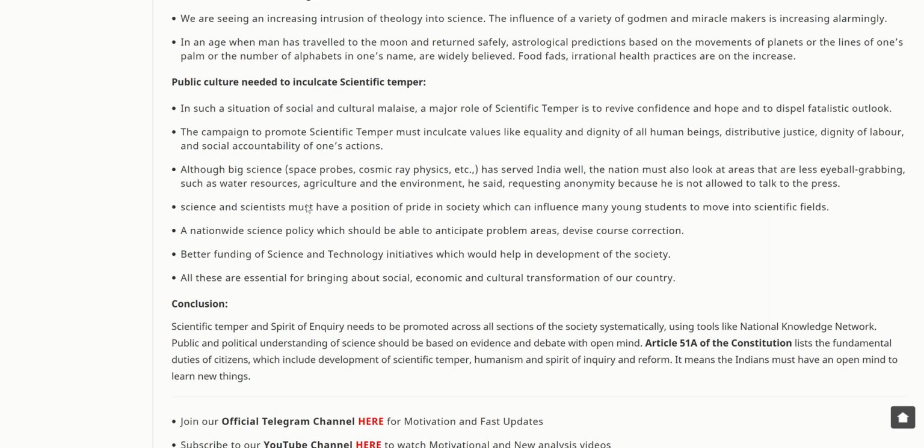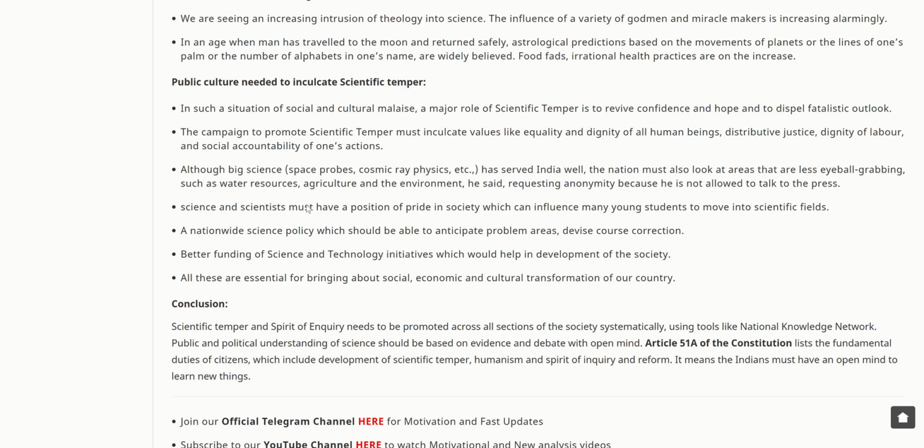A nationwide science policy should be able to anticipate problem areas, devise course correction, and provide better funding of science and technology initiatives which would help in developing the society. All these are essential for bringing about social, economic, and cultural transformation of our country. Scientific temper and spirit of inquiry need to be promoted across all sections of society systematically using tools like National Knowledge Network. Public and political understanding of science should be based on evidence and debate with an open mind.